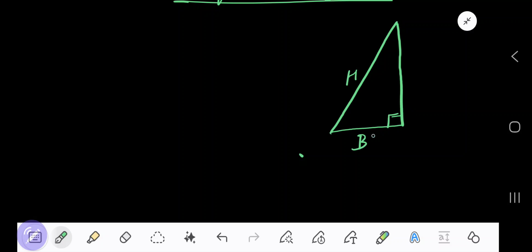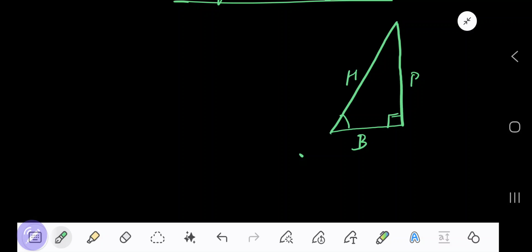So we're going to be only discussing trigonometry with right angle triangles. So as you know, this is the hypotenuse, right?